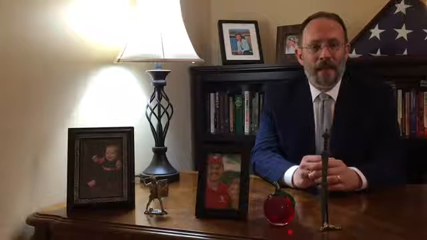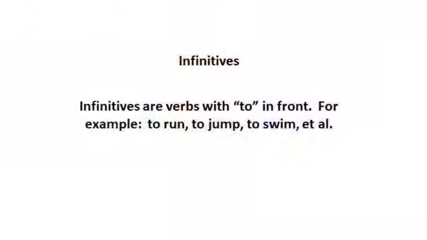Today we need to talk about a verb form called the infinitive. You may have heard of this one also in your English class, but you might be a little bit fuzzy about it. In English, an infinitive is simply a verb with to, T-O, in front of it. For example, to run, to jump, to swim, and so forth.